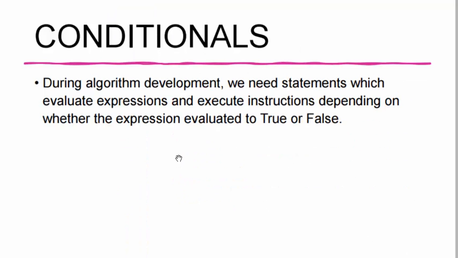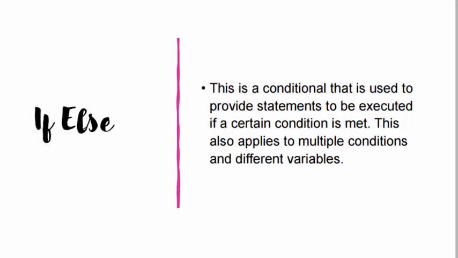Now we have what we call conditionals. During algorithm development, we need statements which evaluate expressions and execute instructions depending on whether the expression evaluates to true or false. Some of the examples are the if-else statements. This is a conditional that is used to provide statements to be executed if a certain condition is met. And this also applies to multiple conditions and different variables.